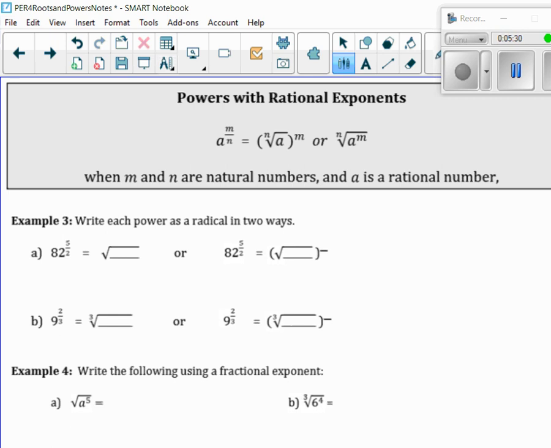Now, we're going to put double powers together. What we're going to be doing here is we're going to have not just a 1 on top, we're going to have a number on top and a number on the bottom, which means, remember, the number on the bottom is your index of your radical, and then the number on top is what the whole thing is to the power of. Now, you can either do the power first, then the root, or the root first, then the power.